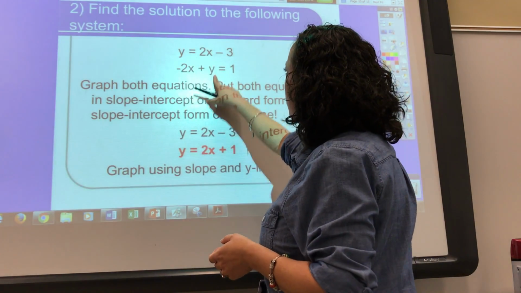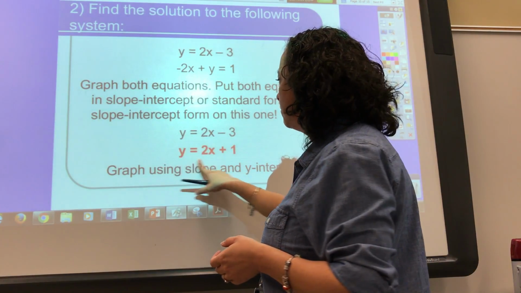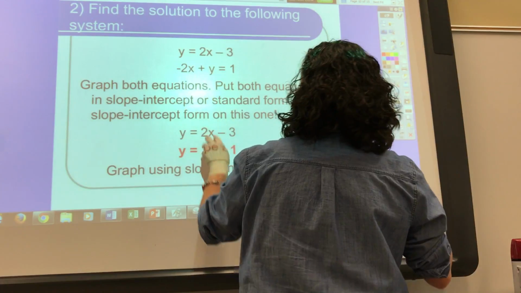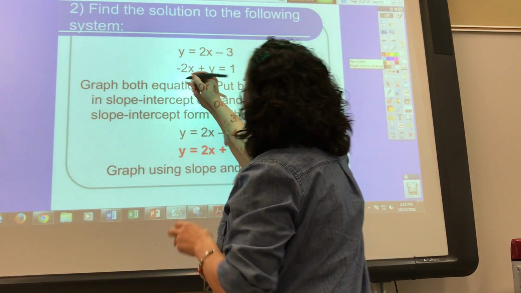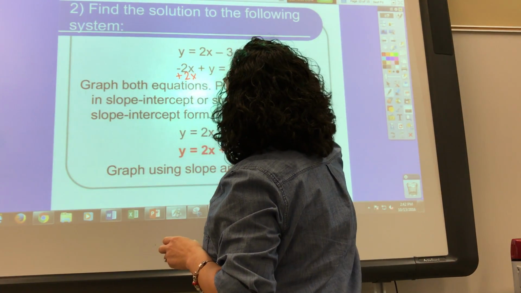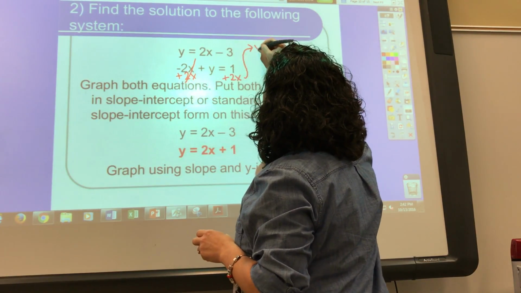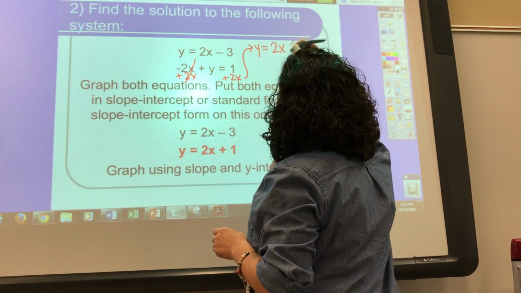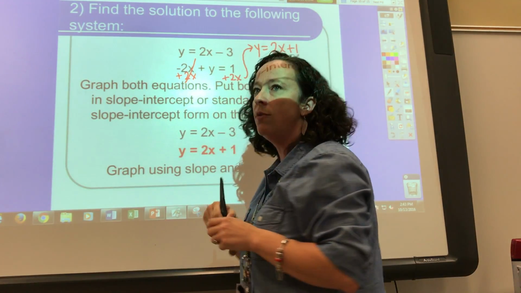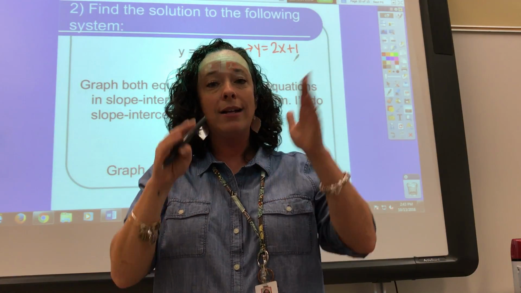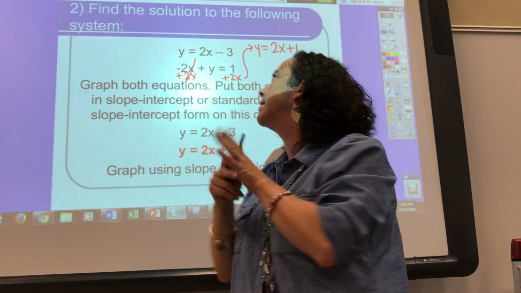So solving this one for y, you all should be very comfortable getting here. Now how did we get from here to here? What do we do? Well, we would add 2x, add 2x. So those would go away, and you get y equals 2x plus 1. Yes, you could write it as 1 plus 2x, but we're trying to keep in mind we want it in slope-intercept form, so it's mx plus b. Y equals mx plus b.